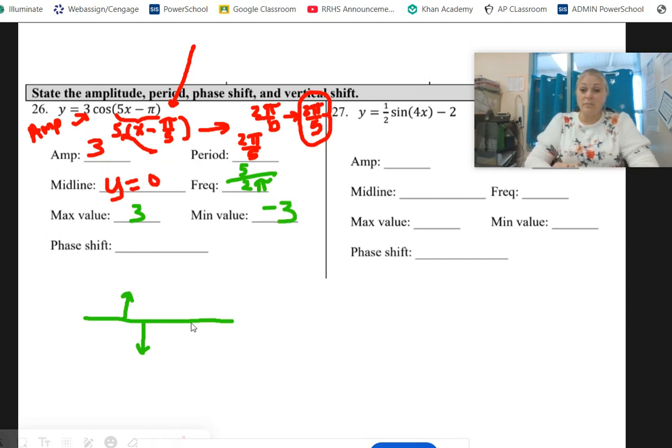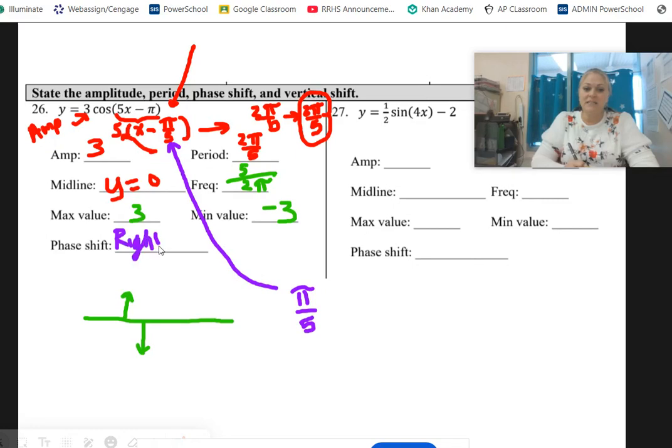Okay, and then we need to worry about our shifting, our left and right shift. Left and right shift has to do with this number right there. I have pi over 5, but it is negative. So you would think it would go left, but it actually goes right. Right, pi over 5.